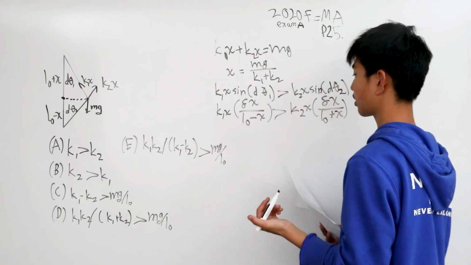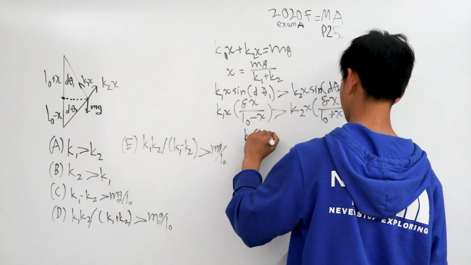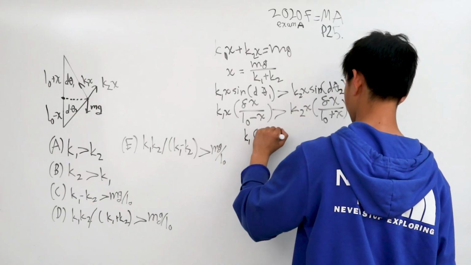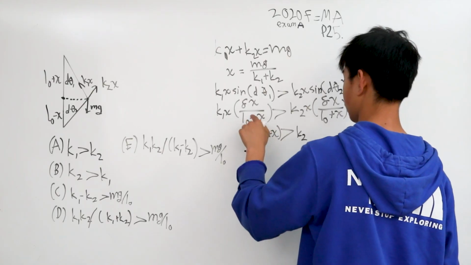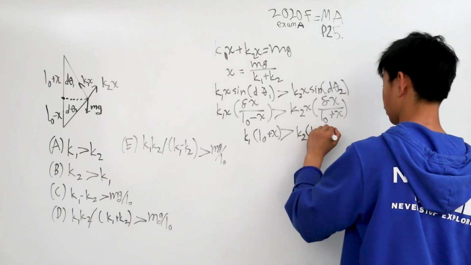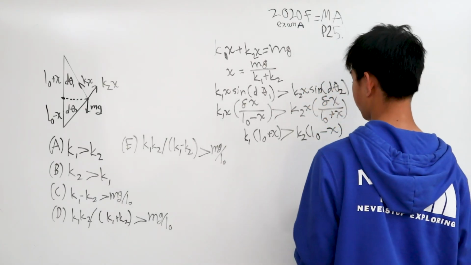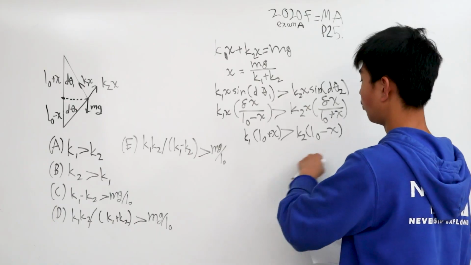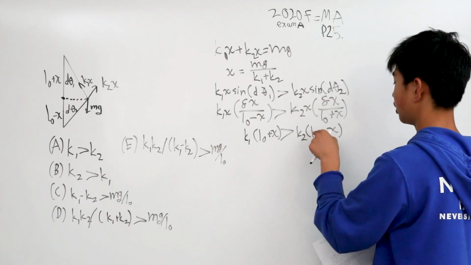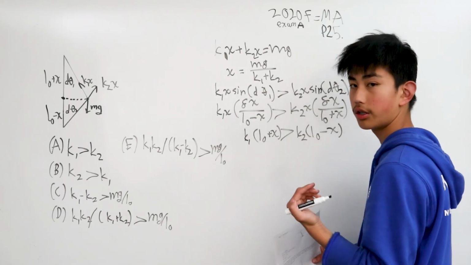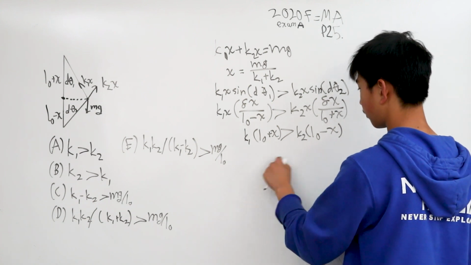Now, most of these terms cancel out, and then you're left with K1 times L0 plus x is greater than K2 times L0 minus x. Now at this point, you can multiply these out and then move these around. So multiply in, in this case K2 times L0 minus K2 and x. Then you can move this x over here and move this K over there.